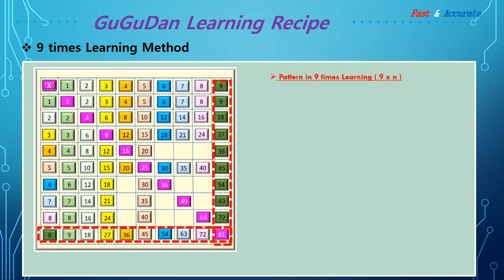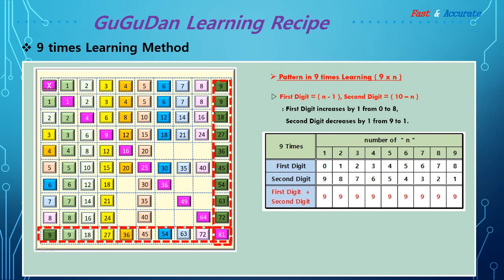9 times can be expressed as 9 times n using the letter n. When n changes from 1 to 9, the first digit of the 2-digit multiplication value becomes n minus 1, and the second digit becomes 10 minus n, and the sum of the first digit and the second digit is always 9. It may seem difficult to understand with the text and words, but when you see the content organized in the diagram at the right side, it will be intuitively and clearly understood.